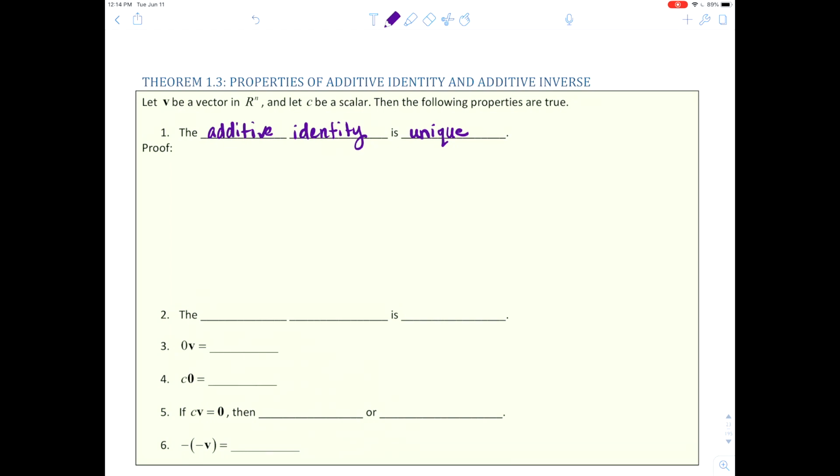Whenever you're doing a proof about uniqueness, you usually suppose there's something else out there that also satisfies this property. And then you show, no, it's equal to whatever that element was. So let's do it. Suppose there exists, so the backward capital E means there exists, right?